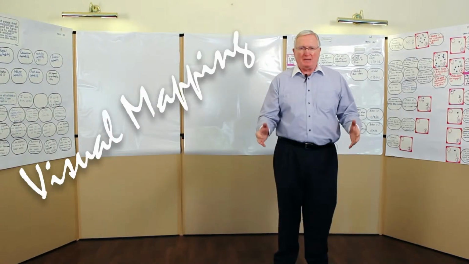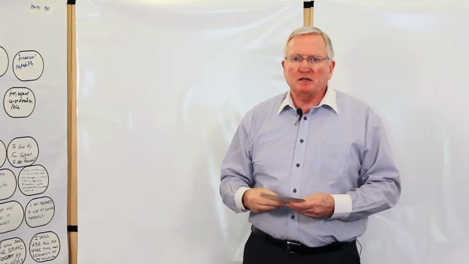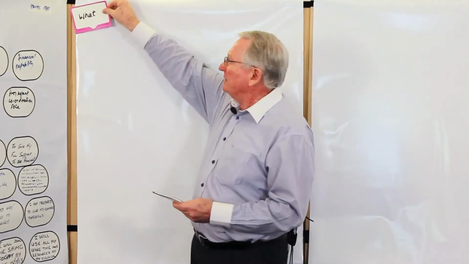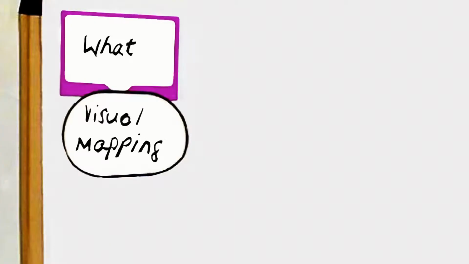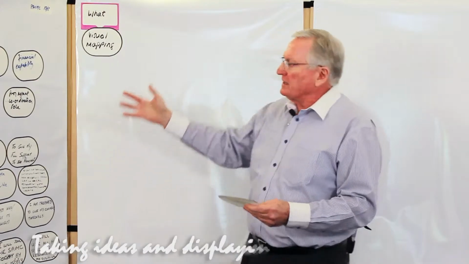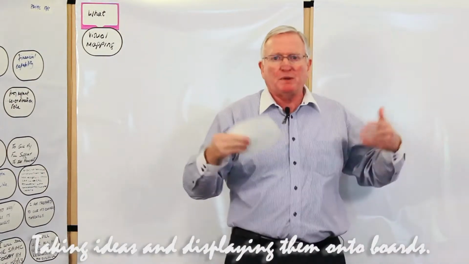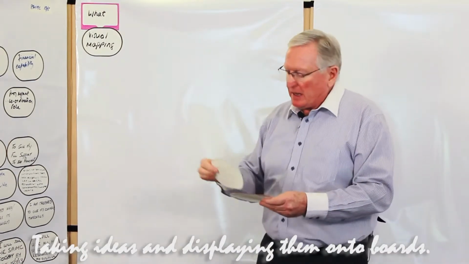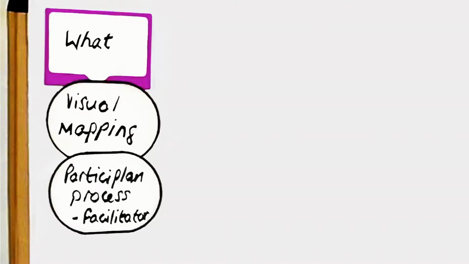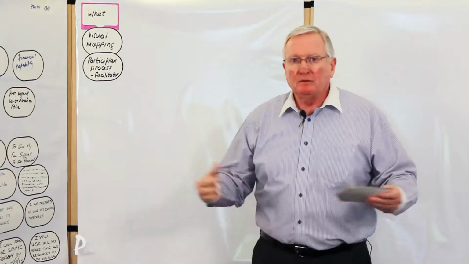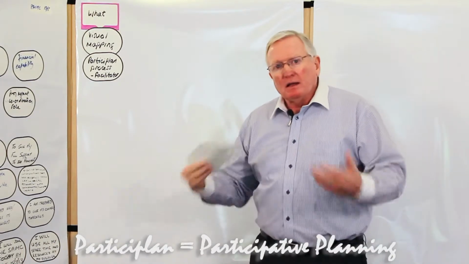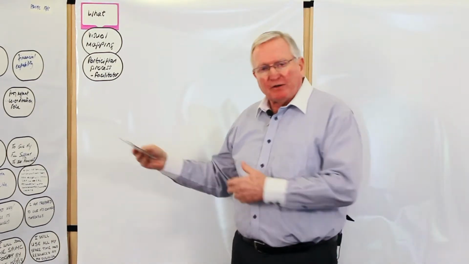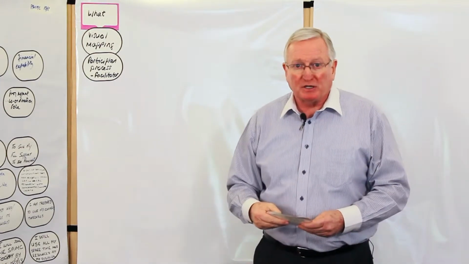Visual mapping. So the question is, what in fact is visual mapping? And we need to explain that. Really, visual mapping is just taking ideas and displaying them onto boards so that people can work with those ideas. The process that we employ for doing that, we call Participlan, which is an abbreviation for participative planning. And I am a facilitator who facilitates workshops using the process.